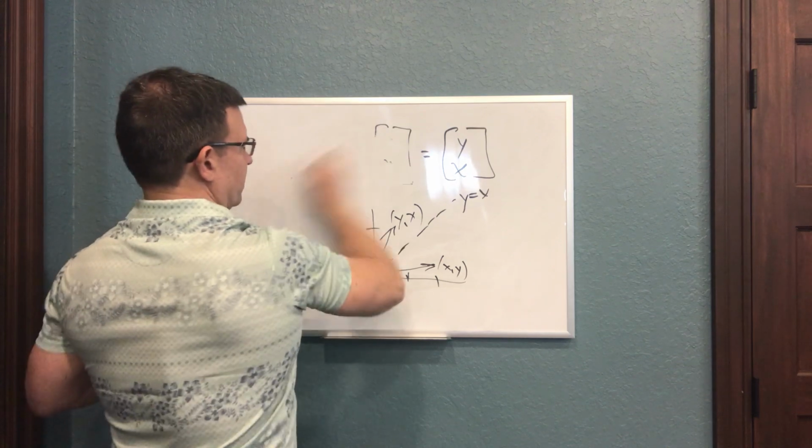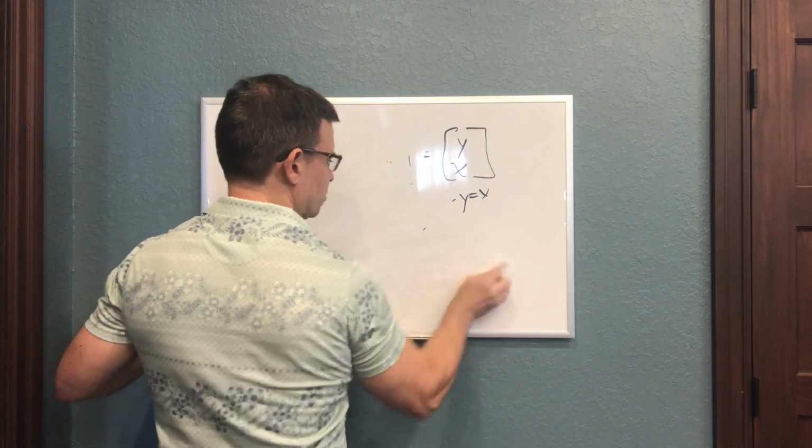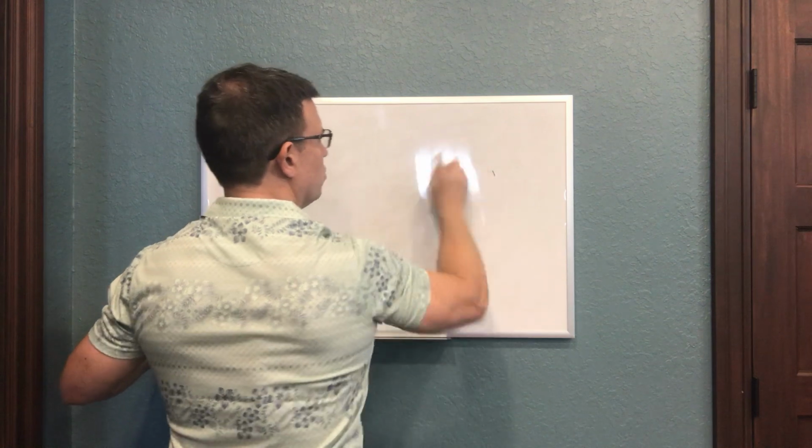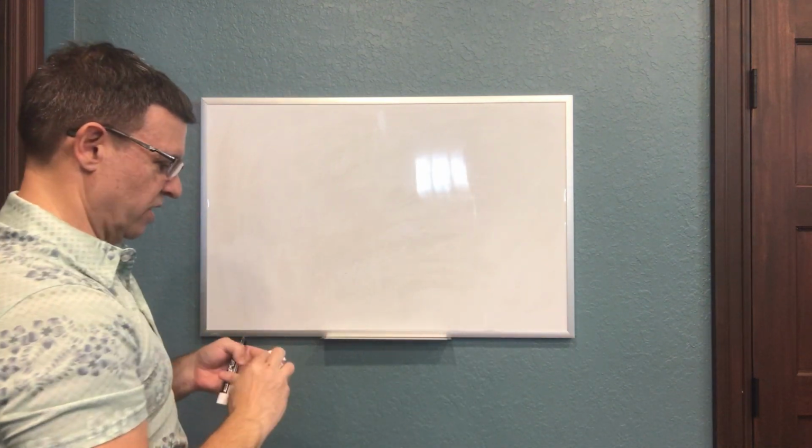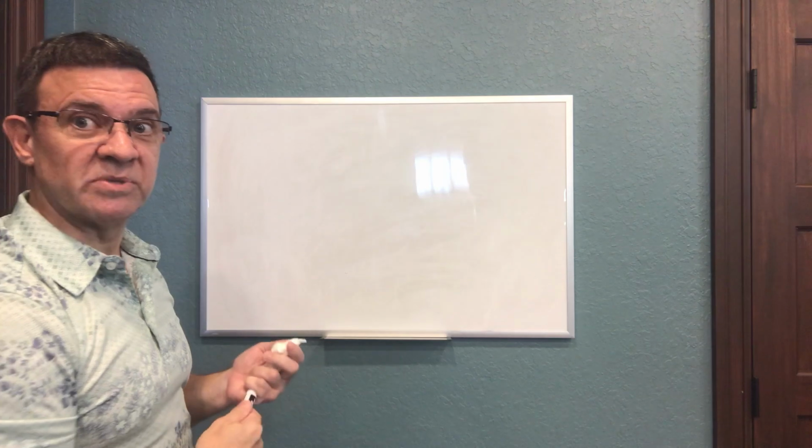Let's do another one just so we can continue to visualize how this actually works. What if we were to make one of them negative in that opposite diagonal?